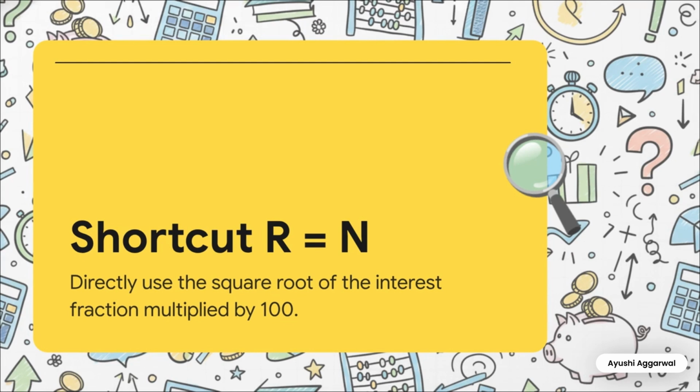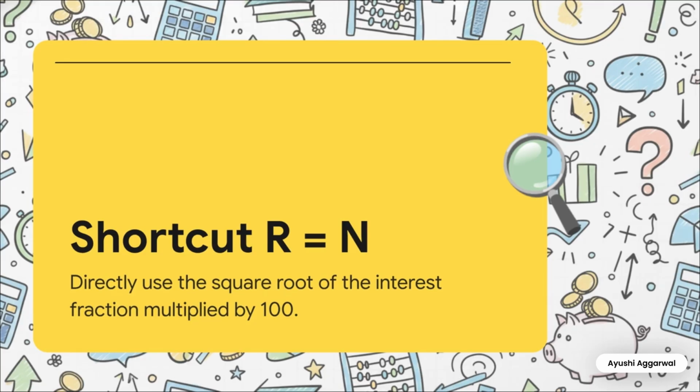Here's the shortcut formula you absolutely must memorize. When R equals n, you just take the fraction given for the interest, multiply it by 100, and take the square root. That's it. But why does this work? Well, if you look at the cross multiplication, when you set R and n to be exactly the same, multiplying them gives you n squared.